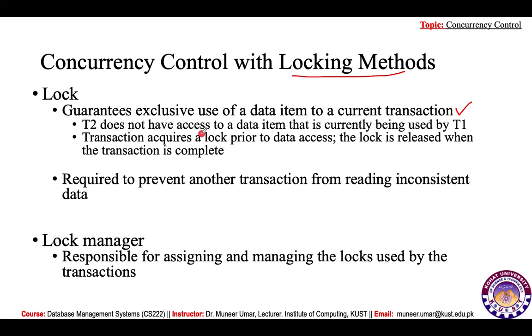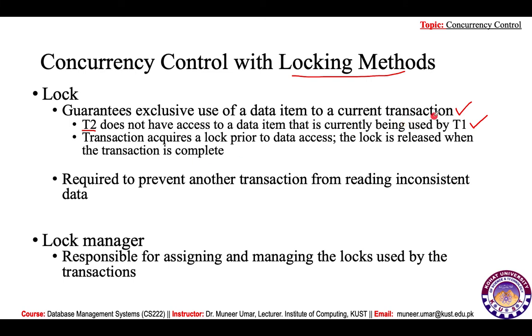T2 does not have access to a data item that is currently being used by T1. Suppose T1 accessed a data item, then that data item would not be available for any other transactions. Let's say T2 is another transaction, so it would not be able to access that data item used by T1. Transaction acquires a lock prior to data access. The lock is released when the transaction is completed.